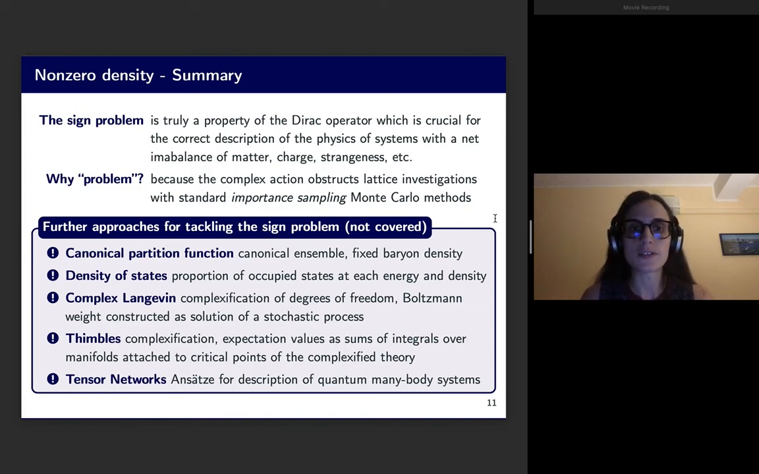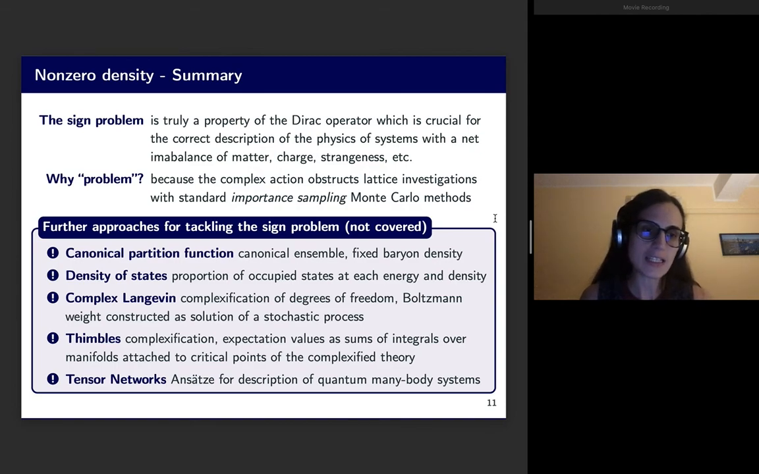And there is complex Langevin, which is based on a complexification of the degrees of freedom in the relevant theory. And then the Boltzmann weight is constructed as a solution of a stochastic process. This is also a very interesting topic that I unfortunately do not have time to cover. Also, thimbles (Lefschetz thimbles) are another approach which is based on complexification of the elementary degrees of freedom of the theory. And in that case, the expectation values are expressed as a sum of integrals over manifolds that are attached to the critical points of the complexified theory. A rather non-trivial method, which is based on what I just said.